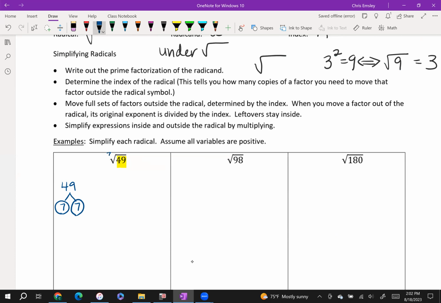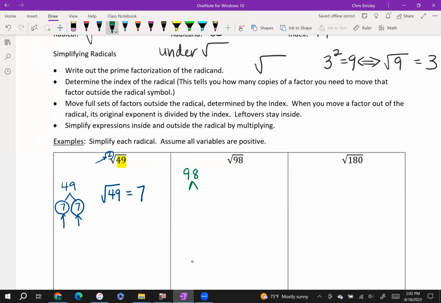Since this is a square root, we don't write the index 2 when it's a square root, but it's implied, it's understood to be there. So anytime we look at the index, it's 2 on a square root. So anytime there are 2 copies of the same factor, that factor gets to come out of the radical, so that the square root of 49 is equal to 7. Okay, we're looking for pairs of factors because this was a square root. Let's do another one.